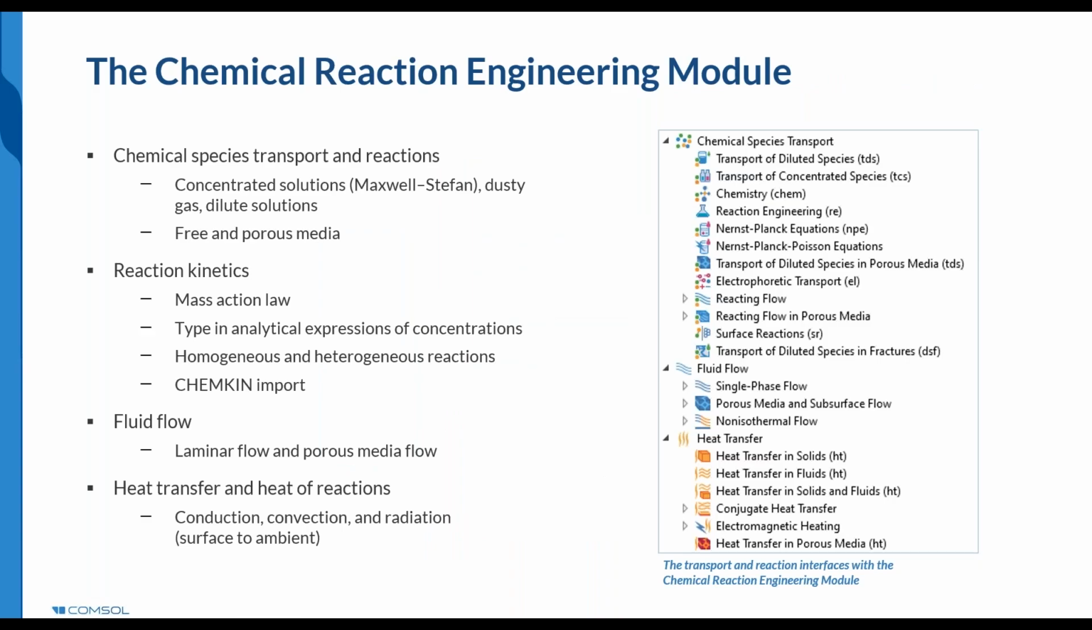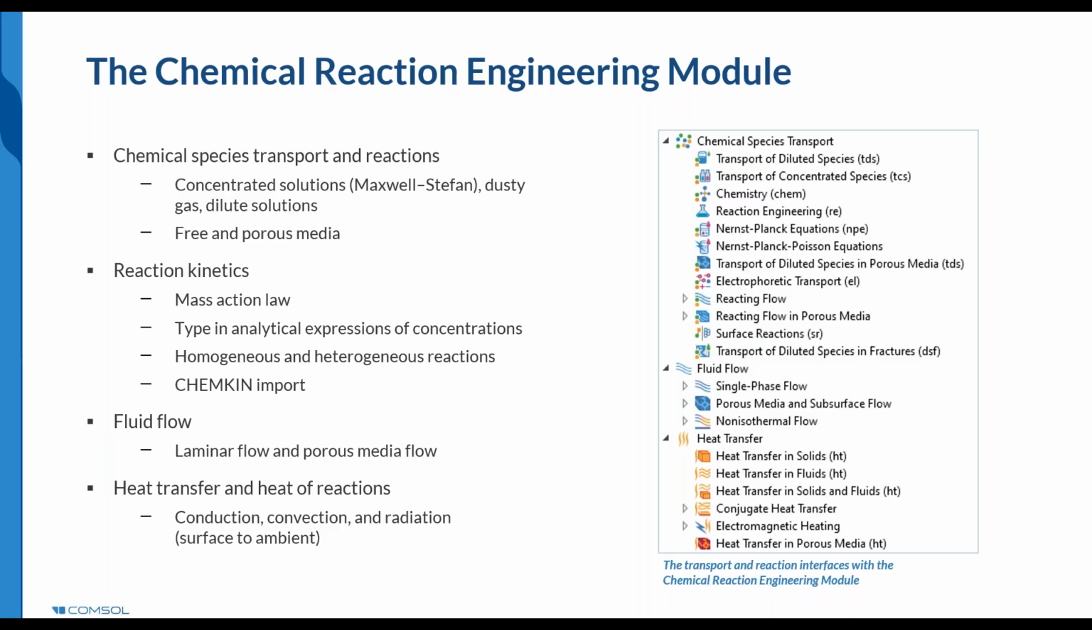So let's briefly discuss the different capabilities for species transport within the chemical reaction engineering module. The list here represents the physics interfaces available with the chemical reaction engineering module and some of the relevant functionality from the CFD module. The interfaces are separated into distinct themes: fluid flow, heat transport, and chemical species transport. So aligning with our previous separation of the conservation laws.